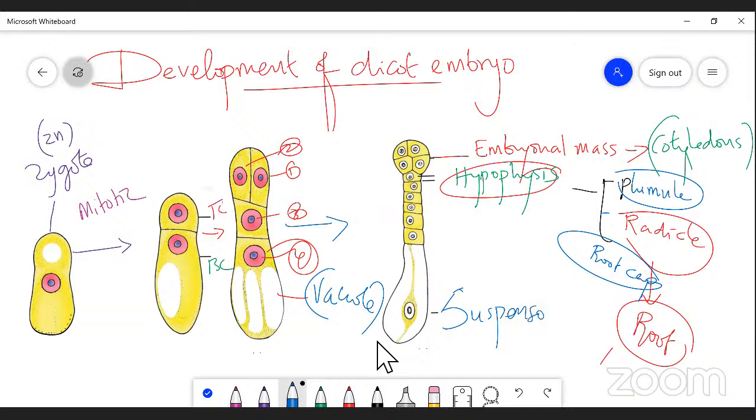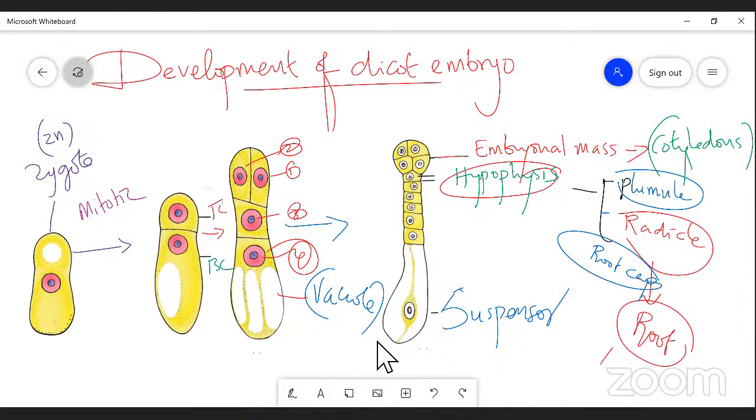Actually, the suspensor cells are responsible for the development of the embryo, and they also regulate the growth of the radicle and the plumule, and push the plumule and radicle portion. So this is the role of the suspensor. I repeat once again, the suspensor is a cell that produces nourishment for the development of the plumule and radicle. In addition, it also helps in pushing out the plumule and radicle from the stage.